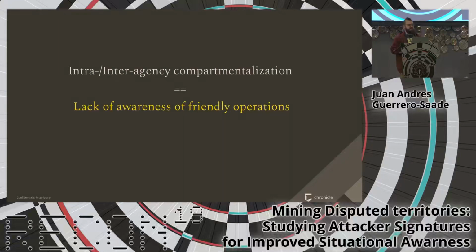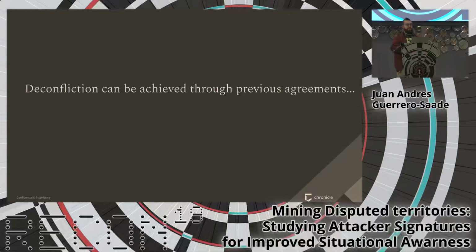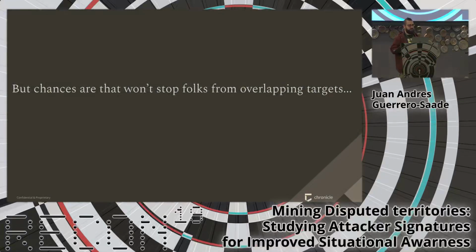So, like I said, intra or interagency compartmentalization means that you're not aware of friendly operations. And that means that in order to achieve deconfliction, in order not to be on the same boxes as your friends, you have a few different ways of going about this, right? You can agree to say, hey, you hack people who are into pedophilia, like child pornography. We hack people that are into drug trafficking. That's still complicated though, because drug traffickers are also money launderers and so on and so forth. So it doesn't really work. So that really isn't gonna keep you from overlapping targets.